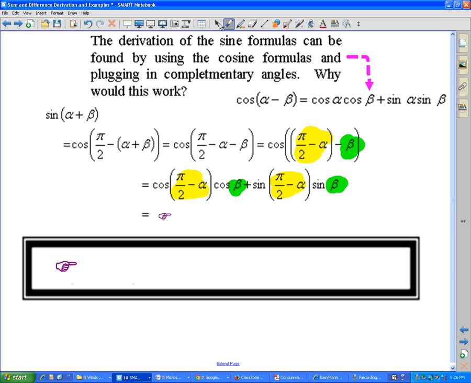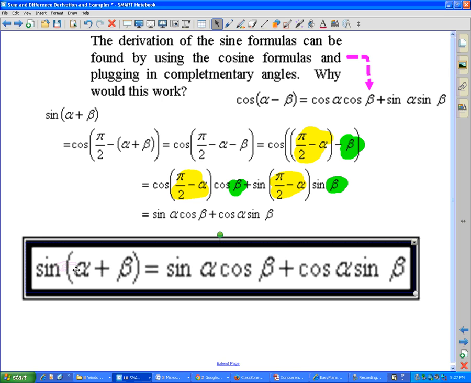And how did we deal with complementary angles back in Unit 1? Oh yeah, cofunctions. The cosine of the complement of an angle is equal to the sine of the angle, and the sine of the complement is equal to the cosine of the angle. And so I can turn cosine of pi over 2 minus alpha, cosine of the complement of alpha, into just the sine of alpha. Likewise, I can turn the sine of the complement of alpha into just the cosine of alpha. It's a similar formula, but instead of cosine, cosine, sine, sine, like with the cosine formulas, we get sine, cosine, cosine, sine. And this is our sum formula for the sine ratio, sine of alpha plus beta.